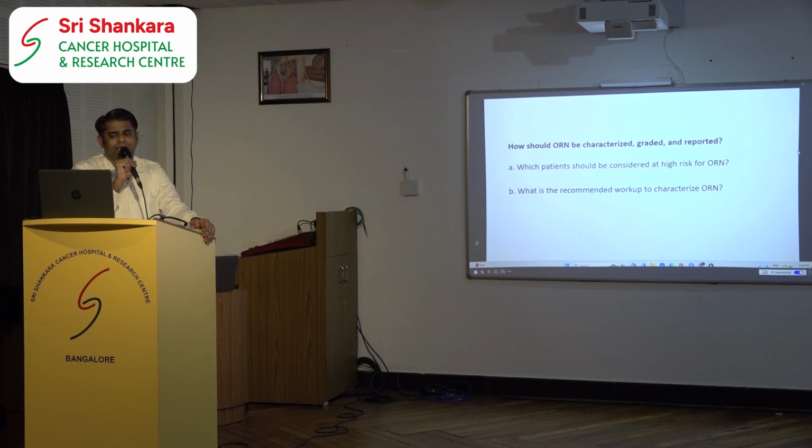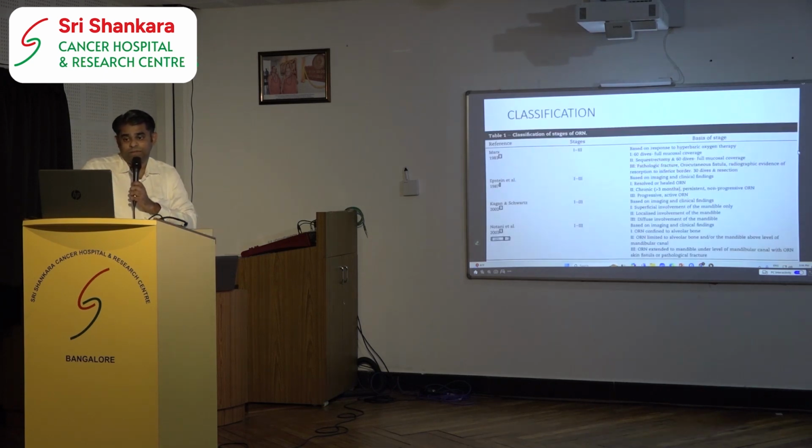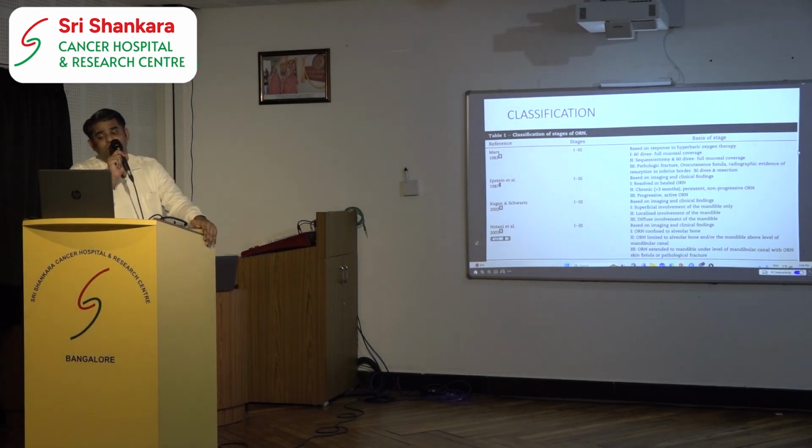How should ORN be characterized, graded, and reported? Which patient should be considered high risk for ORN? What is the recommended workup to characterize ORN? Classification: I have mentioned, this is not an exhaustive list. There are 13 different classifications for ORN. I am talking about the most popular classification systems for ORN.